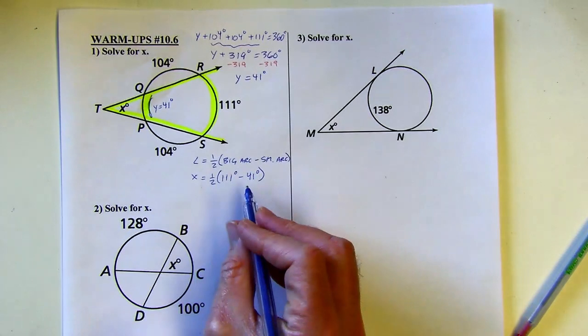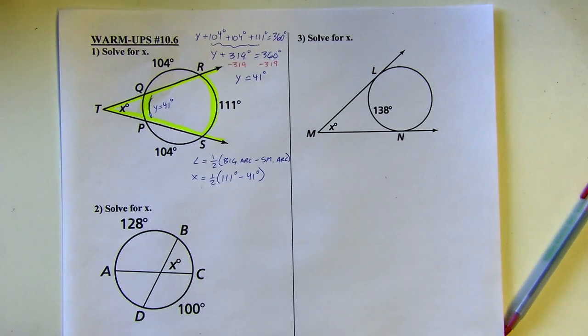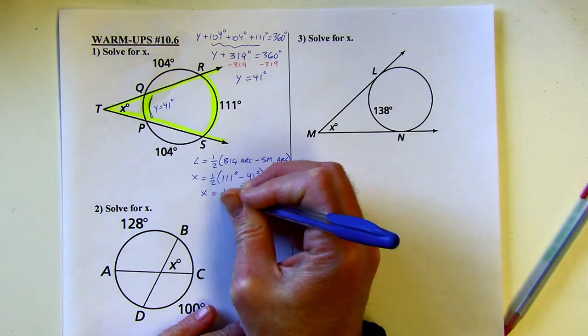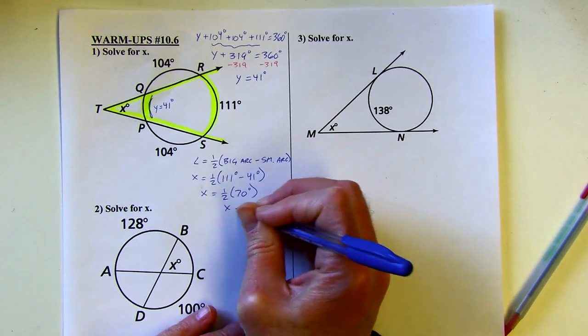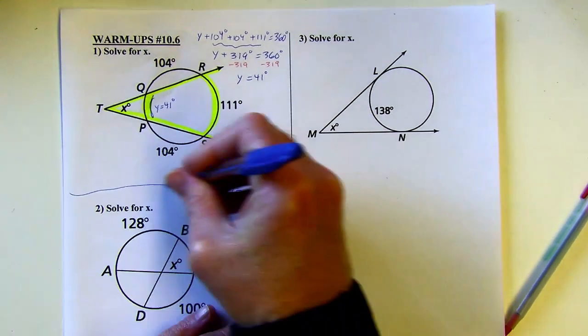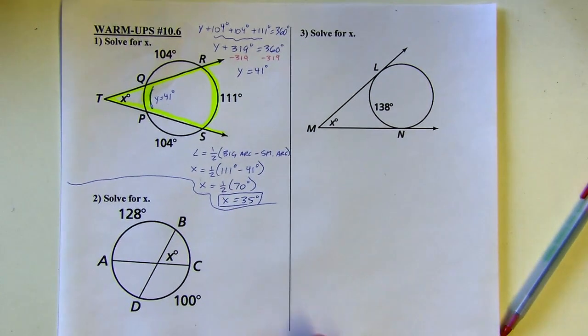And now I can start to solve down here. So I'm going to do 111 minus 41, which is 70. So 1/2 of 70 degrees would be 35 degrees. That is the measure of that angle then. Okay. All right, on to the next problem.